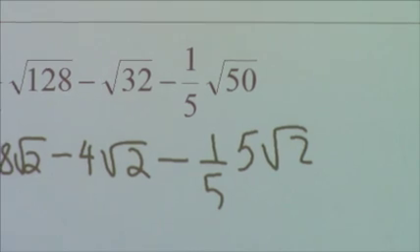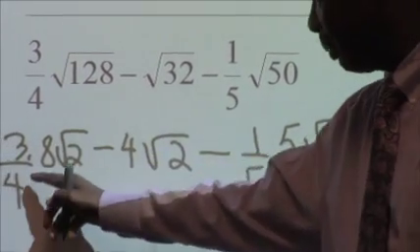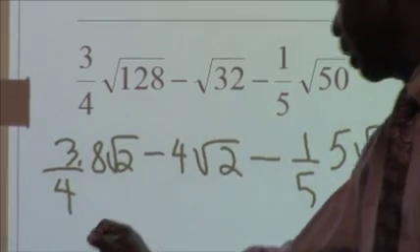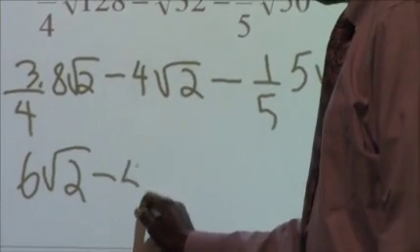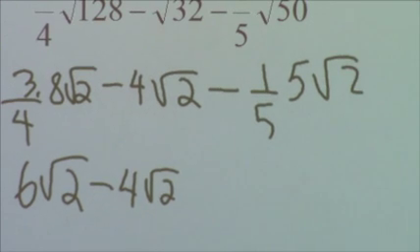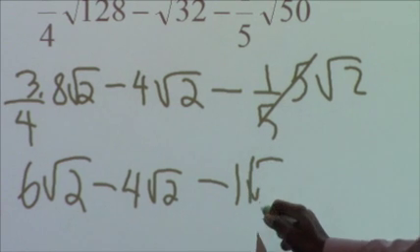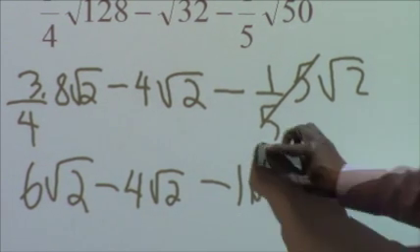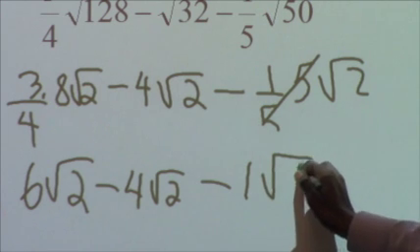I can do several things. I can do 3 times 8 is 24 divided by 4 is 6. I can do 8 divided by 4 is 2. 2 times 3 is 6. So I have 6 square root of 2 minus 4 square root of 2. And then here, these 5 can cancel. But remember, I have 1 square root of what? I have 1 square root of 2.